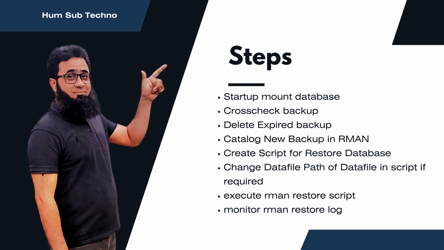After the successful restore of your control file, we have to mount our database. When the database has been successfully mounted, that means your control file is restored. Now we have to perform the crosscheck of backup and delete the expired backup from the RMAN catalog. When crosscheck and delete expired successfully complete, then we will catalog the new backup location in the RMAN catalog.